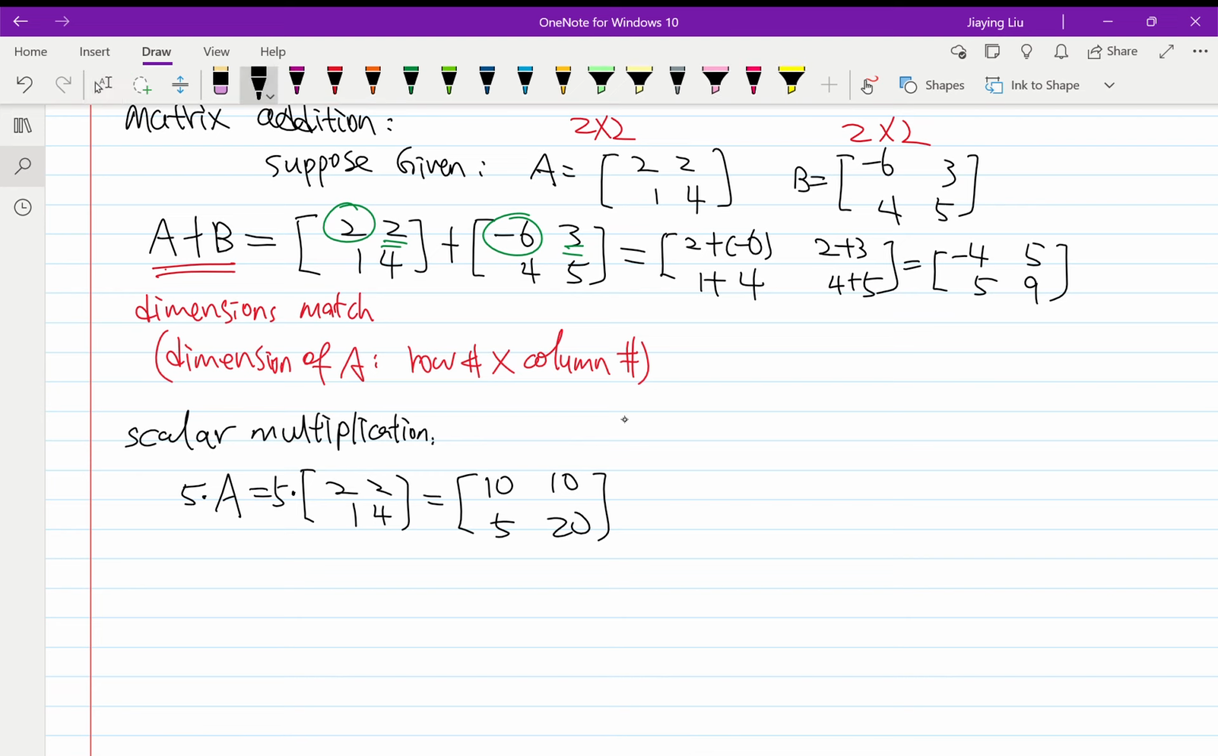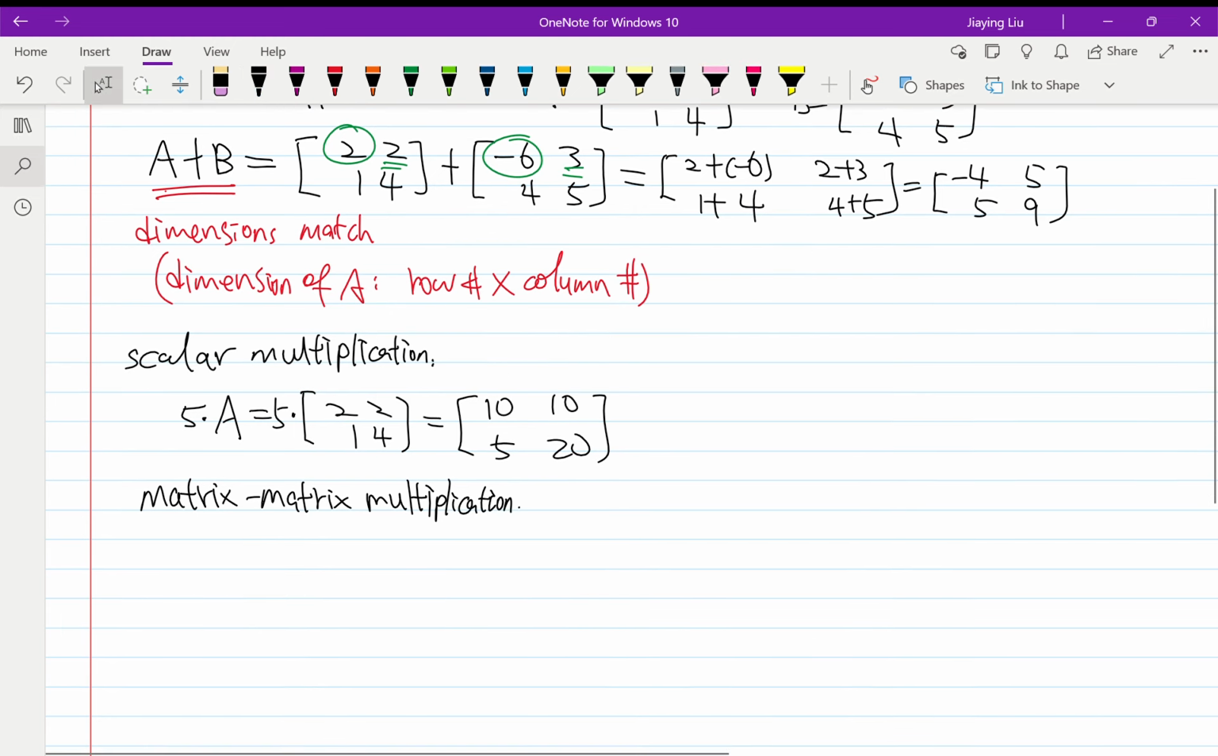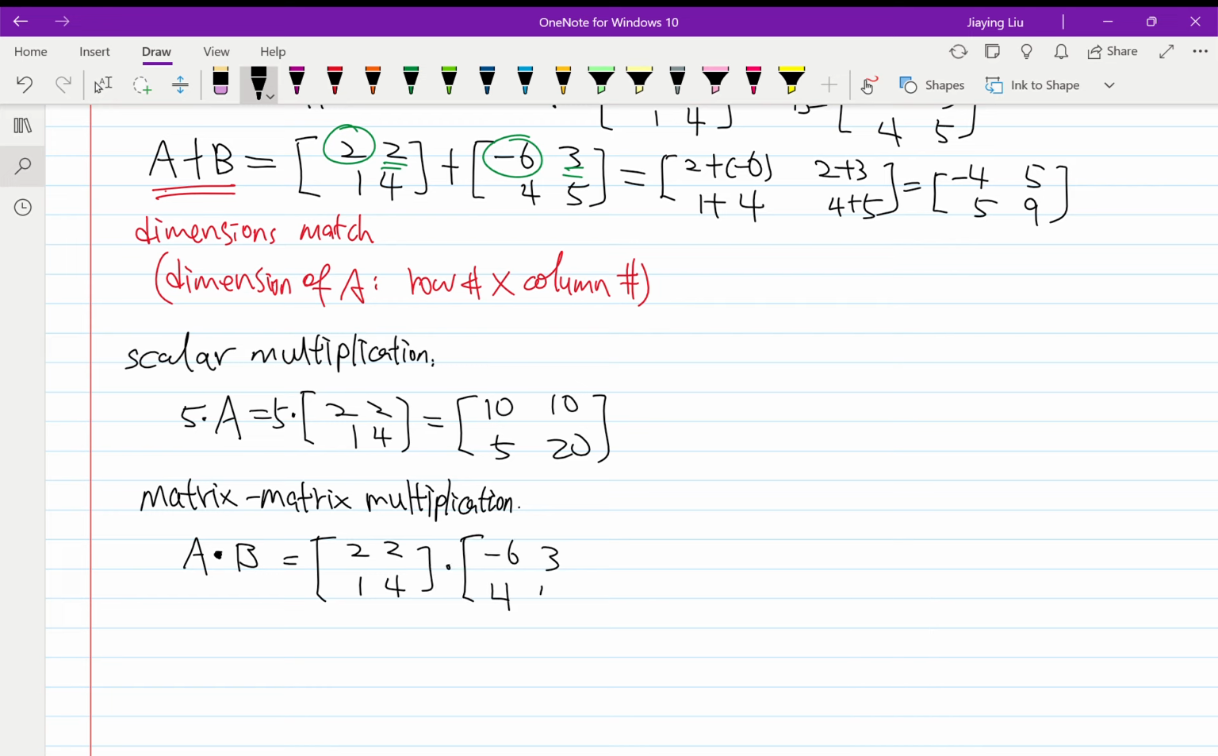The next algebra is matrix multiplication. For example, if I want to perform matrix A times matrix B. To do that, you have to be careful. Well, let me write them down first. So that's 2, 2, 1, 4 times negative 6, 3, 4, 5. If I want to multiply two matrices together, the first thing we need to be careful about is whether we can actually multiply them together, which involves checking the dimensions of each one.